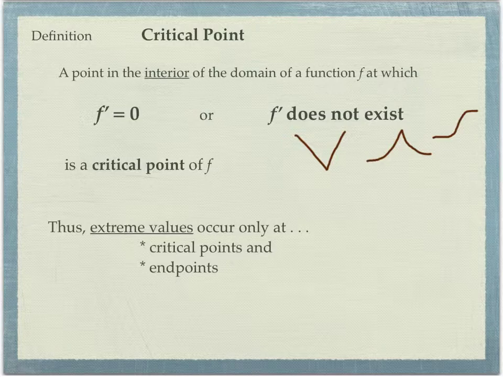So in summary here, this is kind of a helpful sentence, I think. Extreme values occur only at critical points, meaning a derivative equal to 0 or some place where it doesn't exist, or endpoints. Those are the only places where those extreme values will exist.